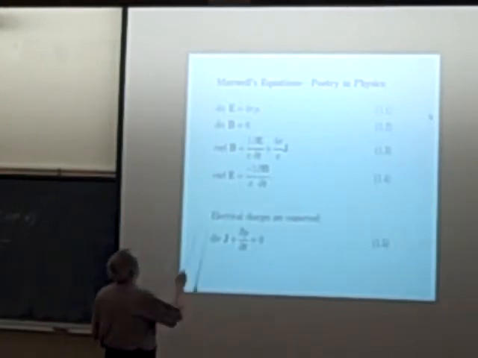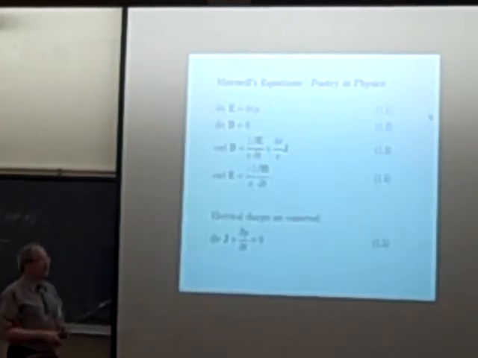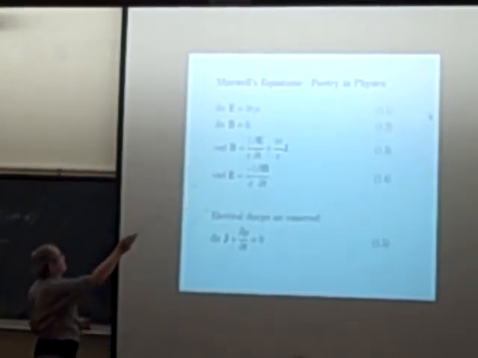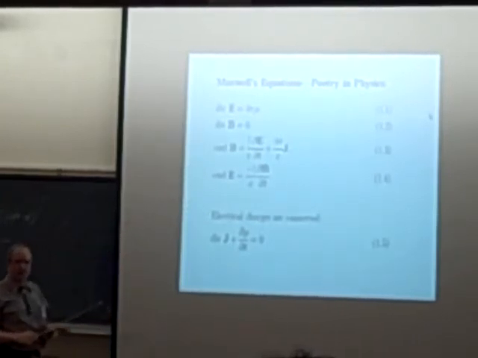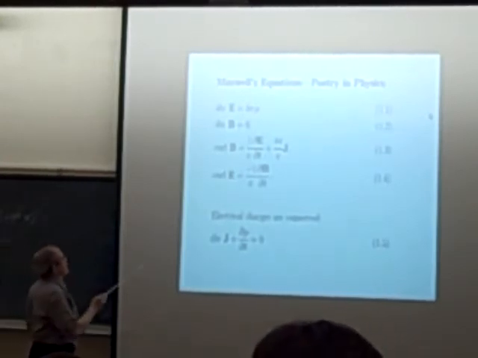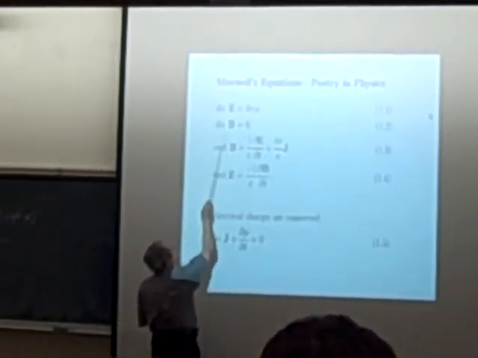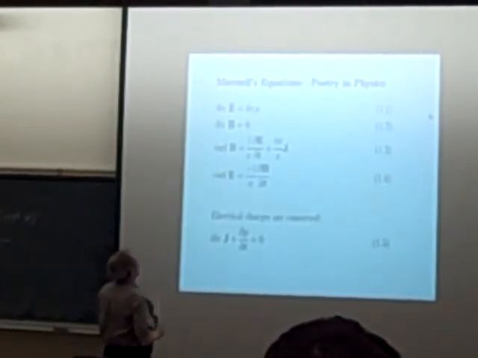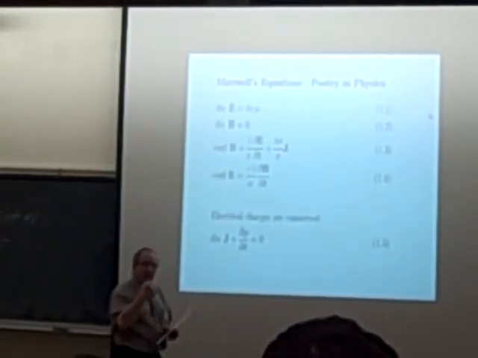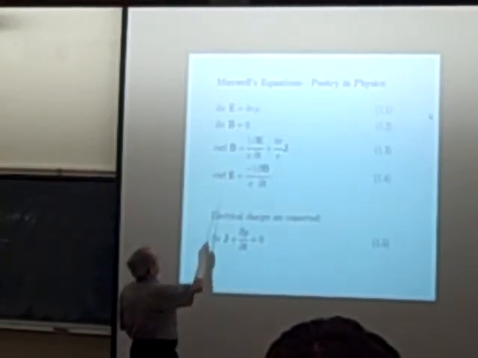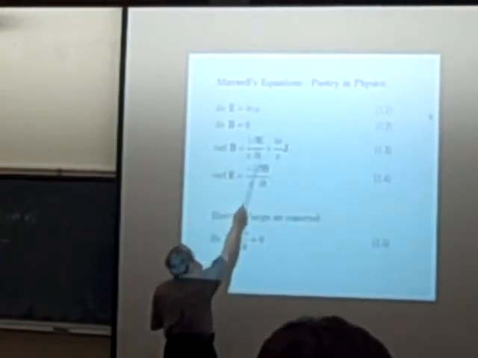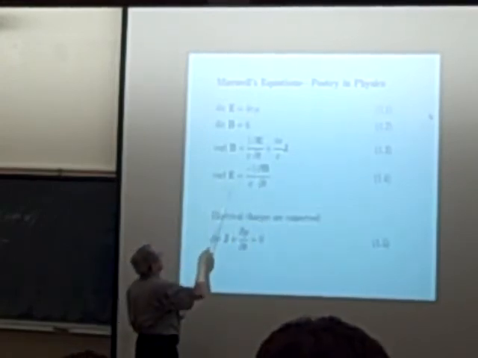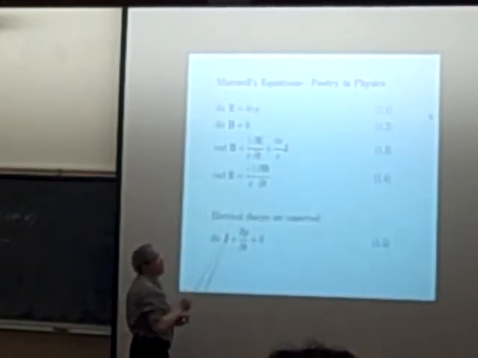But in any case, this is beautiful. What this is saying is that, well, electric fields can emanate from charges. That's what you see up there. You see that magnetic fields don't have any sources. But in fact, if I have circulation in a magnetic field, it can come from either a changing electric field or some current. And a circulation in an electric field comes from a changing magnetic field.